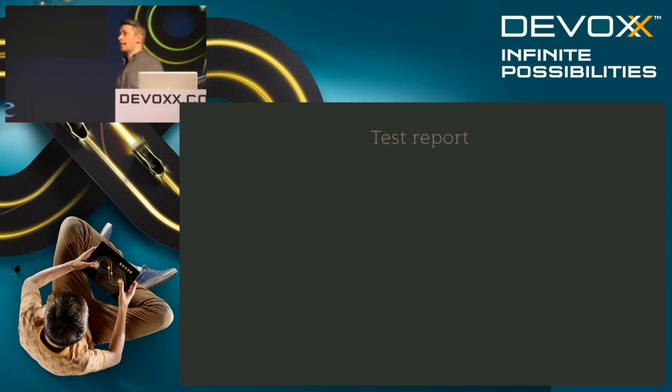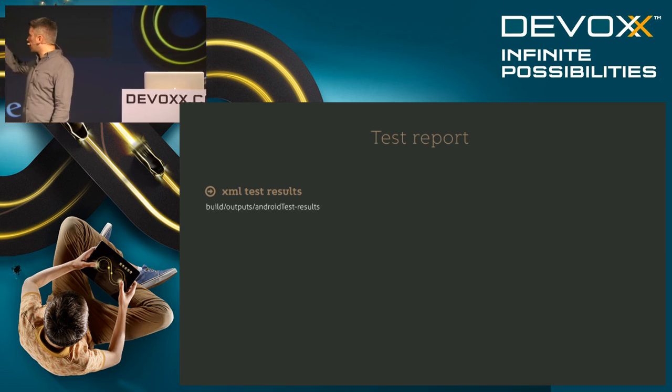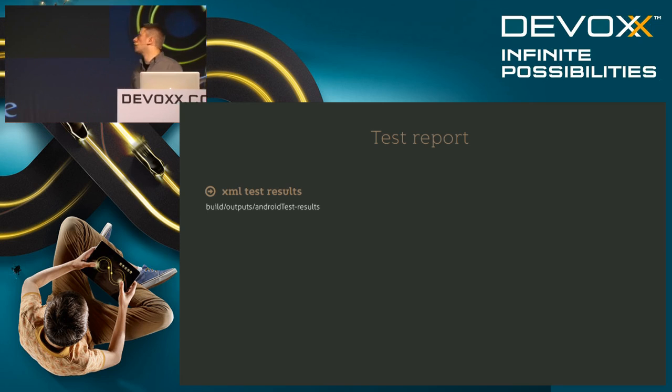Now, good to know is that when you run tests, you also get a test report generated. The first version is just XML, so that's nice on your server. When you, for instance, do CI, you can parse those and nicely extract the results. This is located in your build folder. You have an output folder wherein you will find the Android test results.